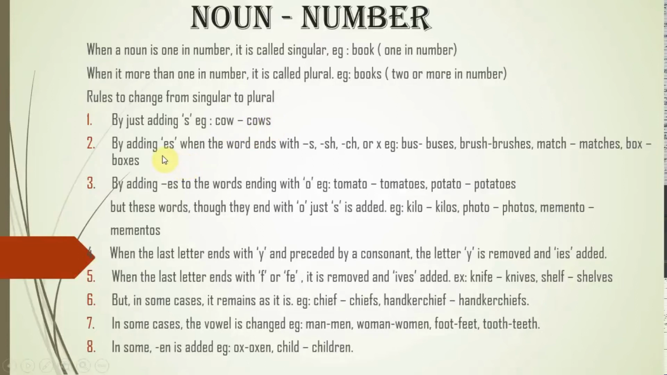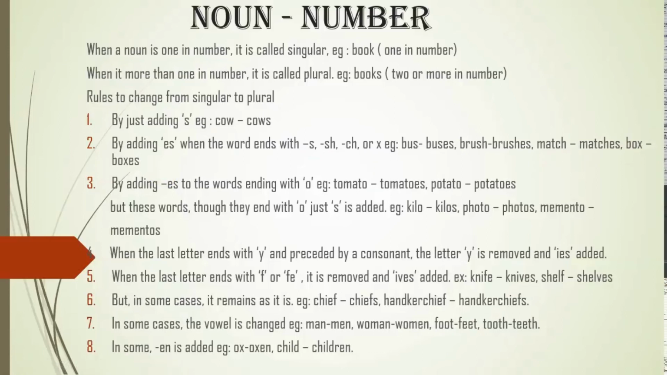But in some of the cases, you have to add ES. When a word ends with S, SH, CH or X, then we have to add ES. For example, bus, buses, brush, brushes, match, matches, box, boxes. So we have followed the rule very thoroughly.